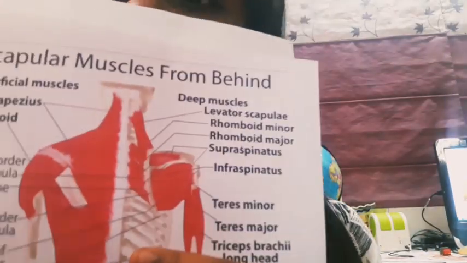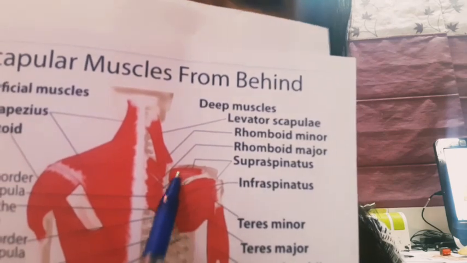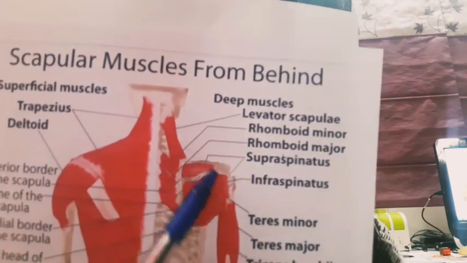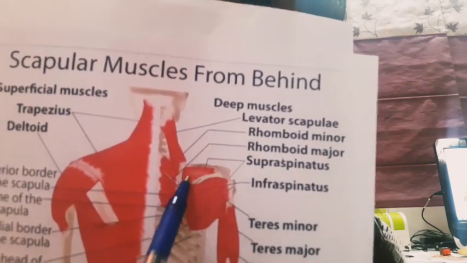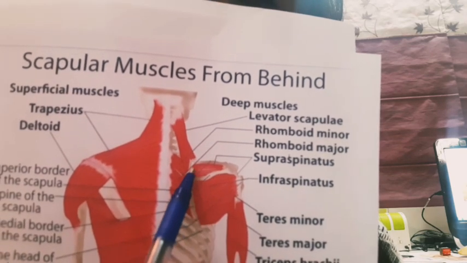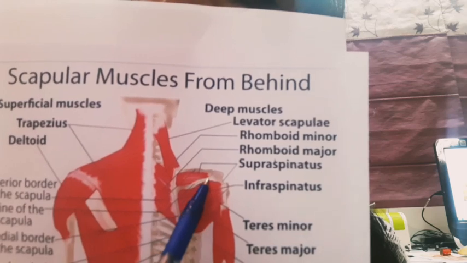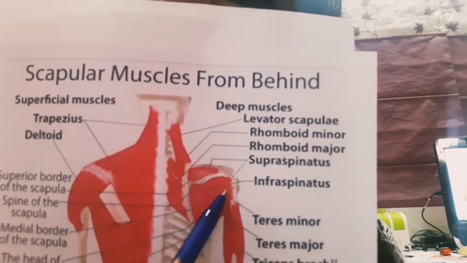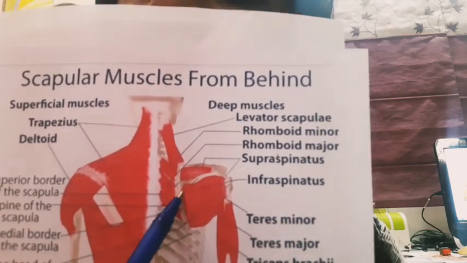Now some muscles I'm going to show you. This is the dorsal surface of the scapula, and this is the spine. Above the spine, in the supraspinous fossa, there is the supraspinatus muscle. Below the spine, there is the infraspinous fossa. In that, there is the infraspinatus muscle.